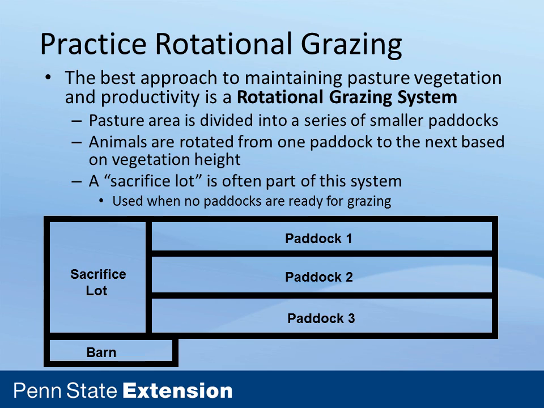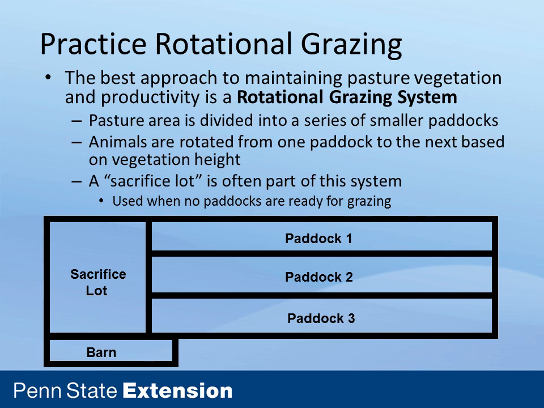The third key component to effective pasture management is to practice rotational grazing. This is oftentimes called a rotational grazing system, and it involves dividing the pasture into a series of smaller paddocks. The animals are then rotated from one paddock to the next based on vegetation height, which we discussed a moment ago. And a key component of this system oftentimes is a sacrifice lot.